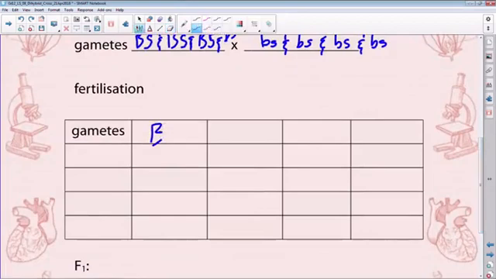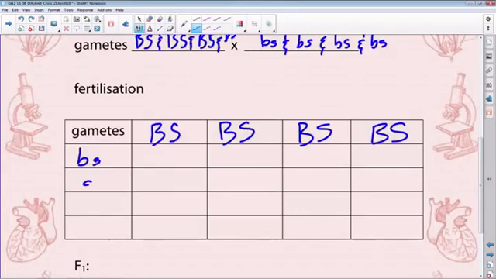Okay, so it's big B, big S in the first four, and small b, small s in the other four. And if you add them all together, because you can see they're all identical, make sure you fill it out. You're going to end up with this: big B, small b, big S, small s.